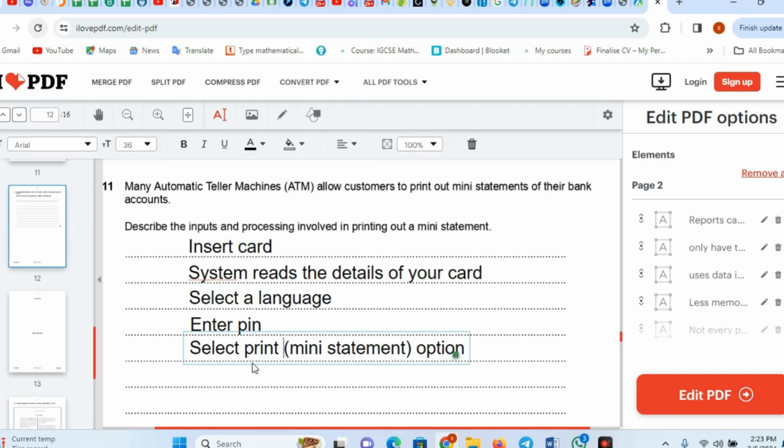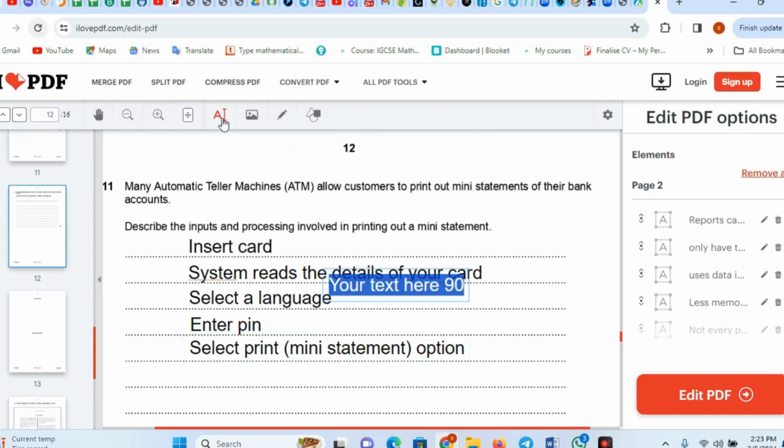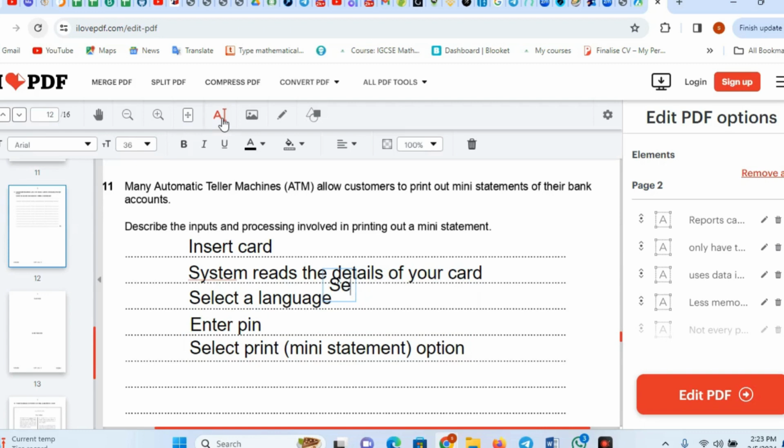then what do you do? You select the account. Either it is savings account or current account or what have you. So you select the account. Then the last thing you do is you select confirm. After you select the account, you select confirm.